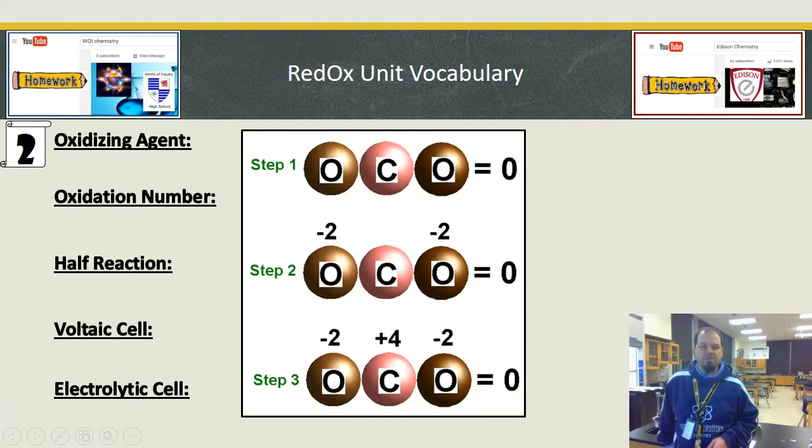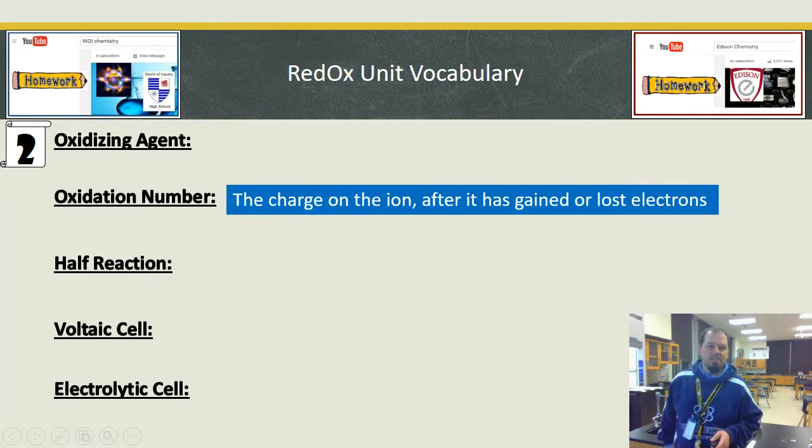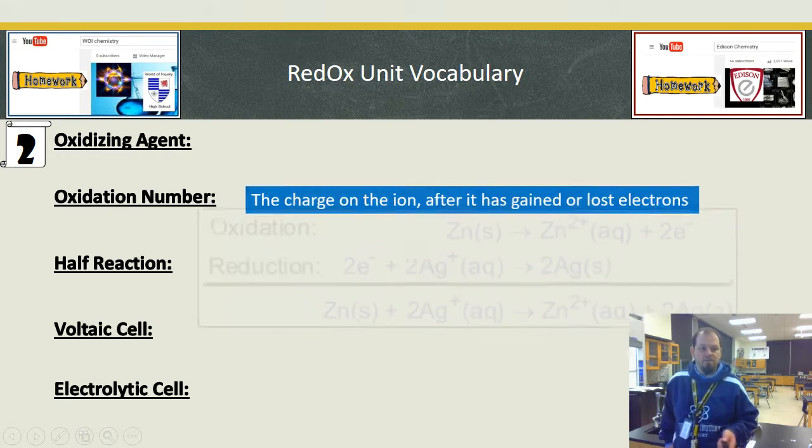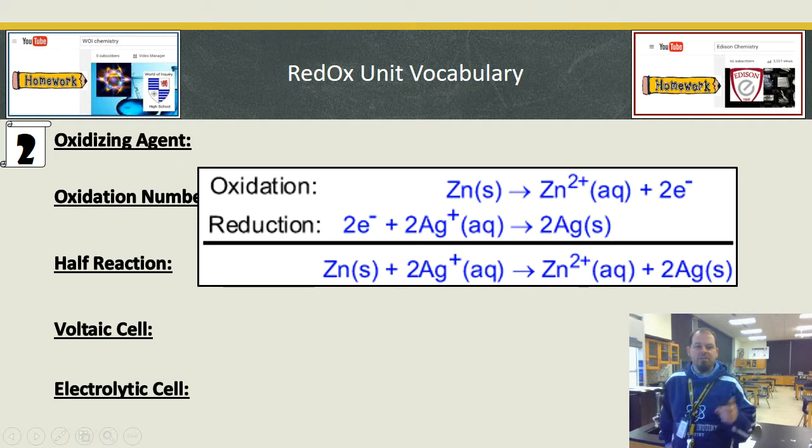Oxidation number is pretty easy. These are oxidation numbers up top. We've been dealing with these ever since atoms, and this is the charge on the ion after it has gained or lost an electron. Remember, it's in the upper right-hand corner. We will be doing the crisscrossing and the uncrisscrossing to figure out oxidation numbers, okay? Half reaction, here are two of them. The oxidation half reactions up top, the reduction half reactions on the bottom.